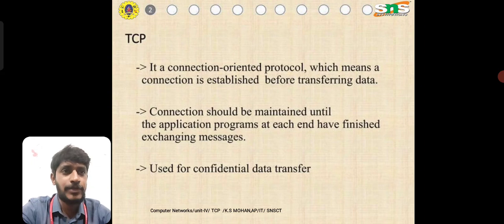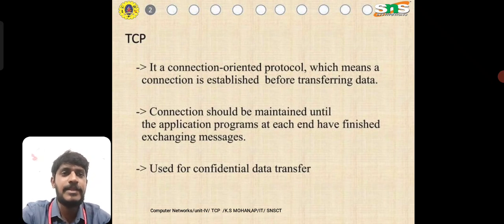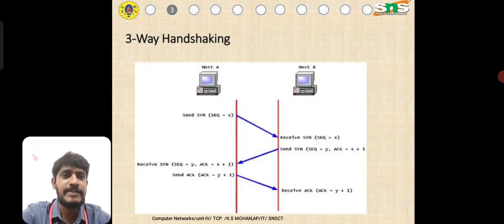It is a connection oriented protocol, which means a connection is established before transferring your data. The connection should be maintained until the application programs at each end have finished exchanging messages. It is used for reliable data transfer, and it uses the three way handshake.